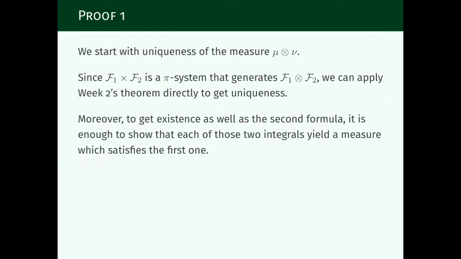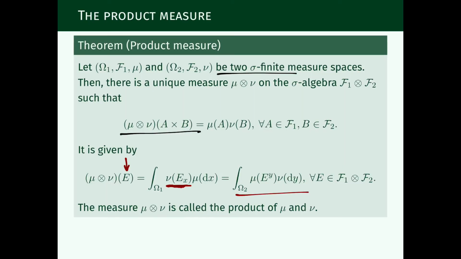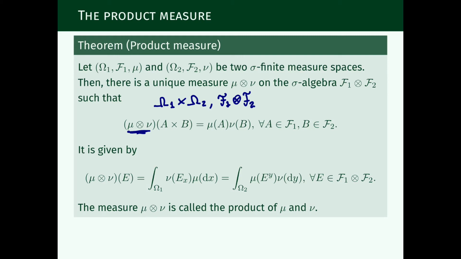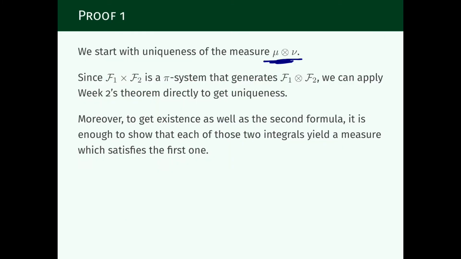We start from uniqueness. For the uniqueness of this measure, we assume there exists a measure. We denote it by this product notation, but it's a measure on omega 1 Cartesian omega 2 with respect to the sigma algebra F1 product F2. So assume there exists a measure that to each rectangle gives as the product of the sides of that rectangle. Then if there is such a measure, why is it unique?